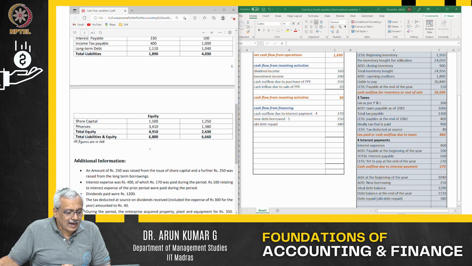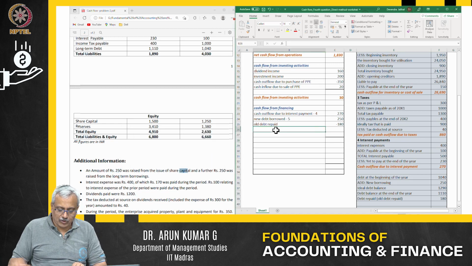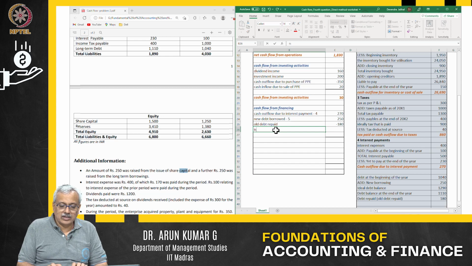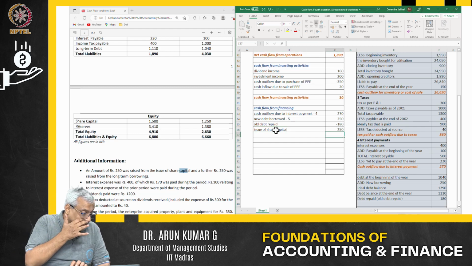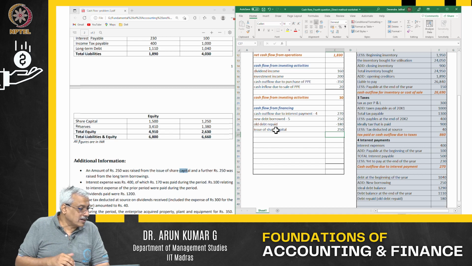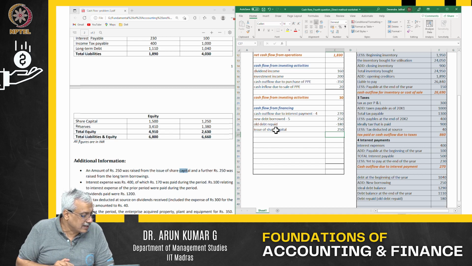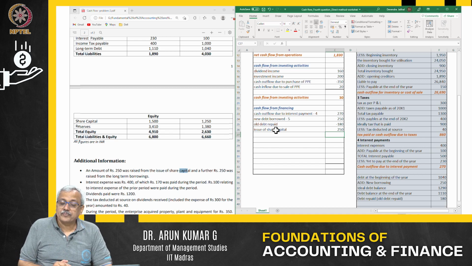Now, let us go back and see the equity capital was 1250 last year, it has become 1500, and it says an amount of 250 was raised by issue of share capital. That means what? Cash inflow, issue of share capital is how much? $250 out there in this particular case.